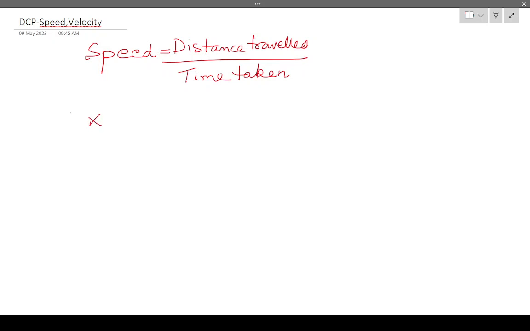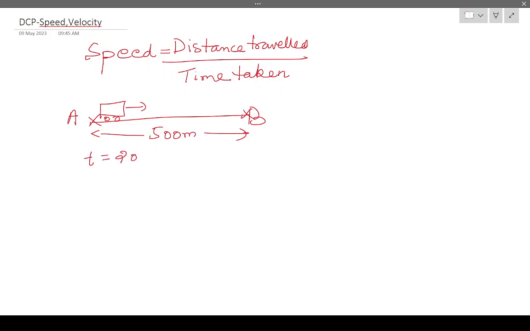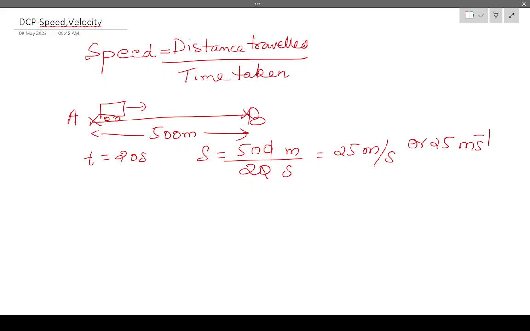Suppose you are moving in a car from A to B. Let us take this distance is around 500 meter, and you are taking a time, let us take around 20 seconds. Now, what is your speed? Speed is nothing but 500 by 20 meter per second. You have to write out the unit, and that is nothing but 25 meter per second. This you can also write as 25 meter second raised to minus 1.